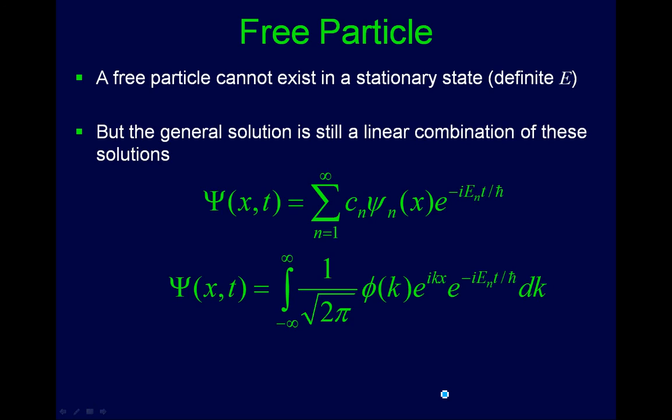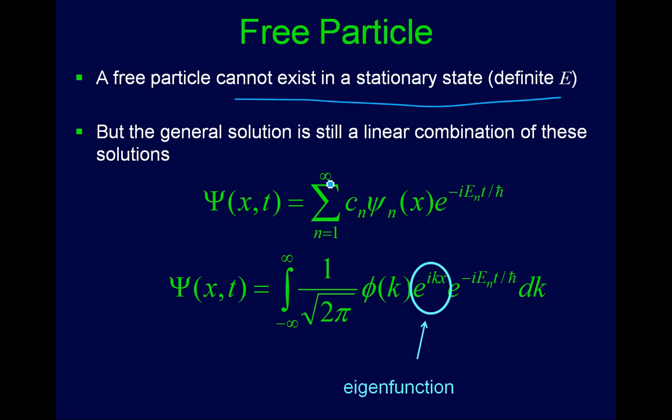So what this means for us is a free particle cannot exist in a stationary state with some definite energy. Basically our free particle can never just be in the state e to the ikx. And you can say, well, why are we doing this then? Well, what we can do is set up a linear combination of these e to the ikx solutions and have that represent a particle. That's going to be our best way to represent a particle. And so let's look at this.